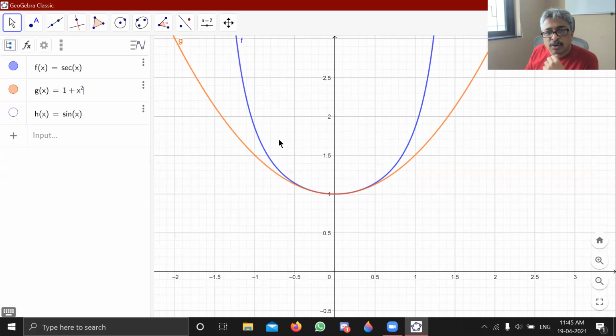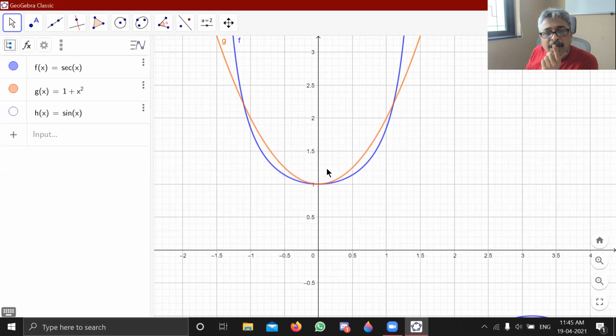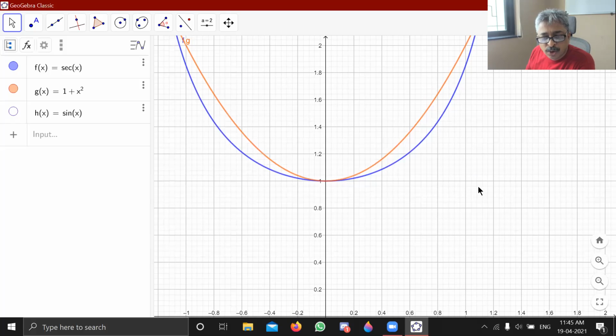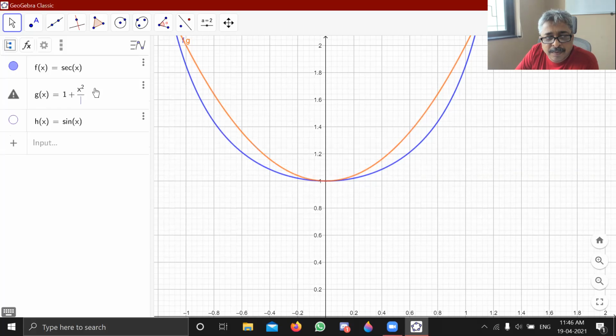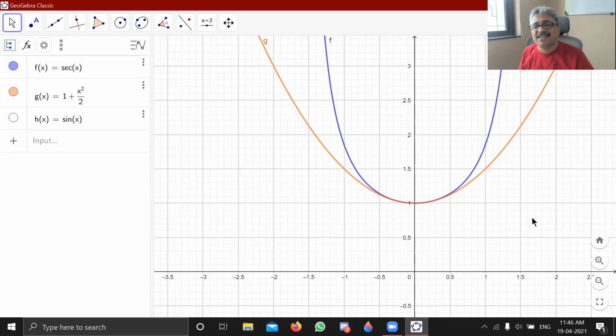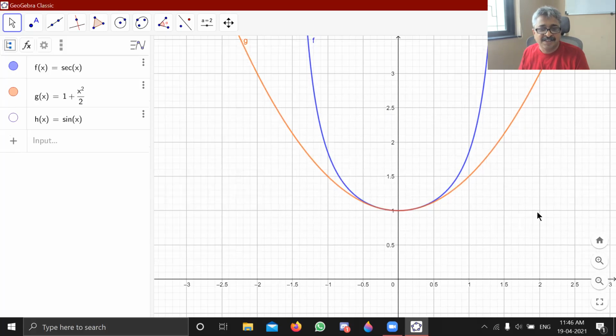Okay. Now you observe that after removing the 2 from the denominator, the orange graph is still a parabola, a standard parabola opening up. But then you will observe near 0, they don't go hand in hand for a long time. And now you put that denominator 2 there. Can you see the difference? This is what it is. Can you see the difference?